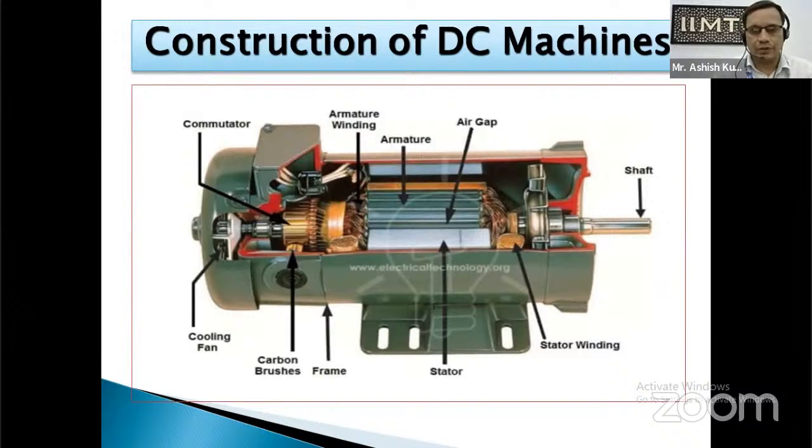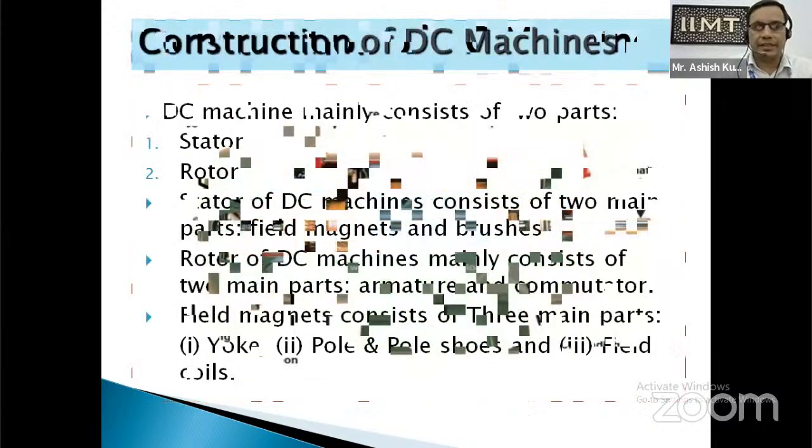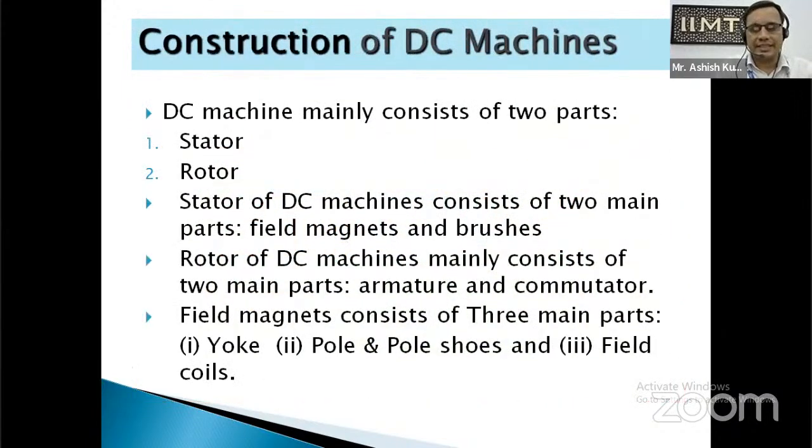Apart from it, when we are talking about construction broadly, DC machine mainly consists of two parts, stator and rotor. The stationary part of the machine is known as stator, while the rotating part of DC machine is known as rotor. Rotor is also known as armature. The stator of DC machine mainly consists of two main parts, field magnets and brushes, while the rotor of DC machine consists of armature and commutator. The field magnet comprises three main parts, that is yoke, pole and pole shoes, and field coils.